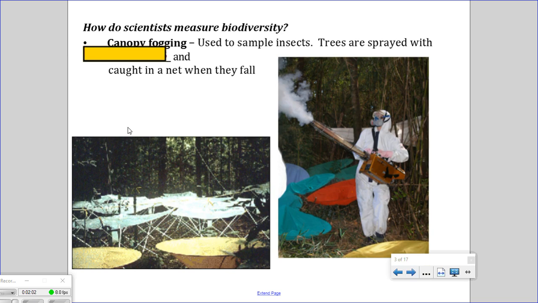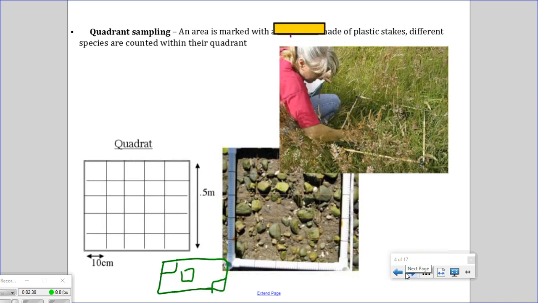And so, how do scientists measure biodiversity? They can use a technique called canopy fogging, and this is usually used to sample insects. So, trees are sprayed with insecticides. Those insecticides will kill whatever is up in the trees, and then whatever's up in the trees should fall out from the trees and be caught in a net, shown here, down below on the ground. So you have these scientists with these giant machines that go and spray insecticide, they fog the trees, and then whatever comes out, they measure and count.